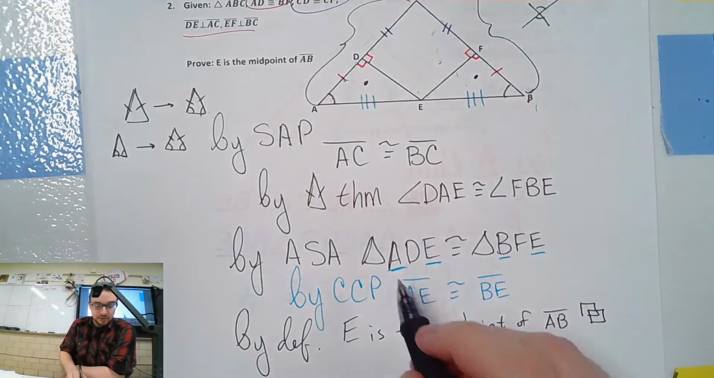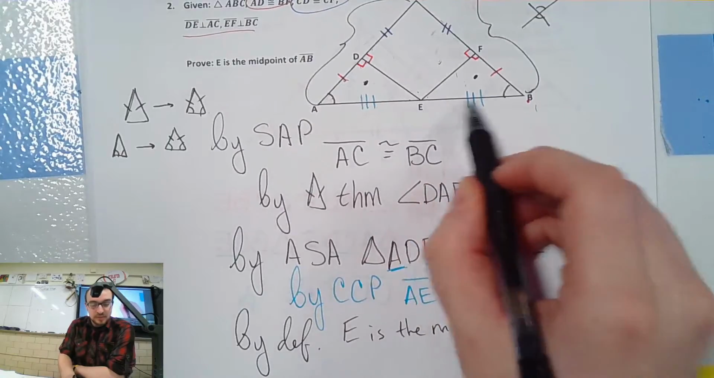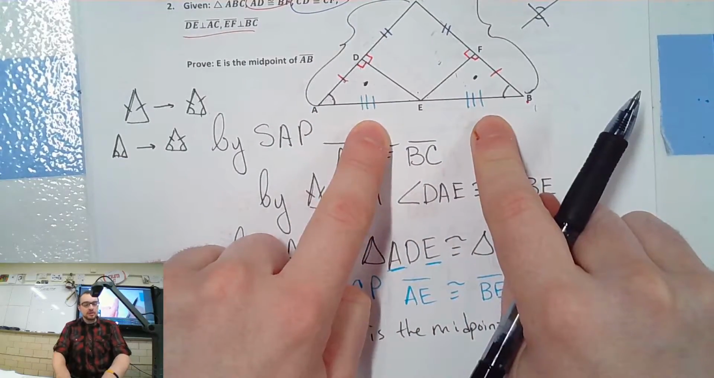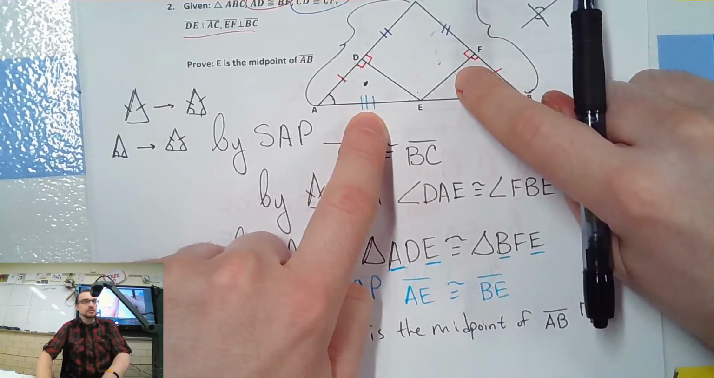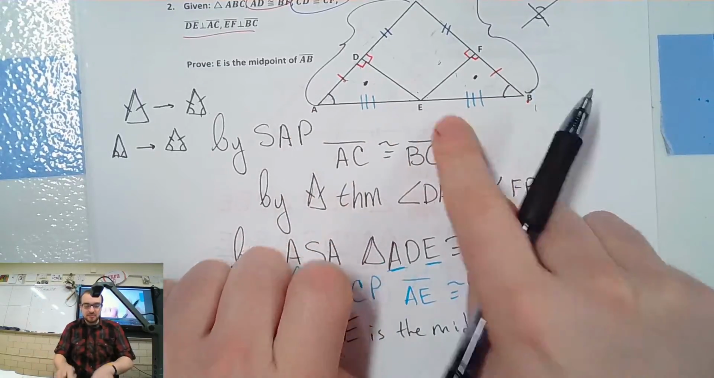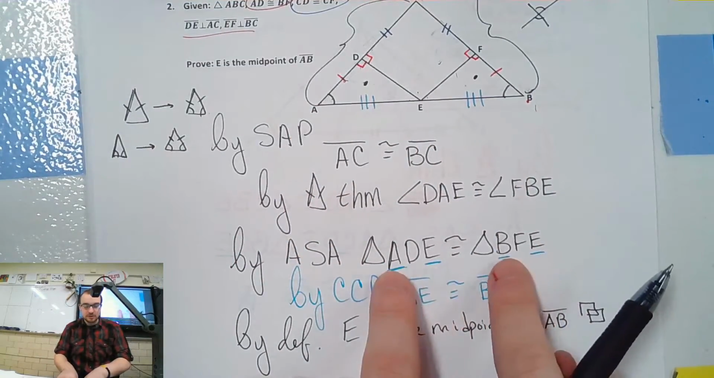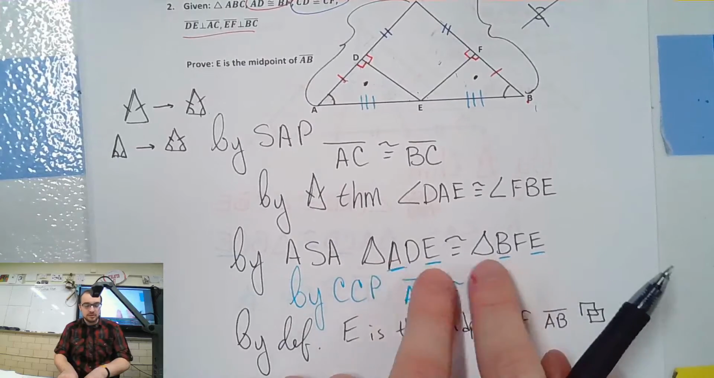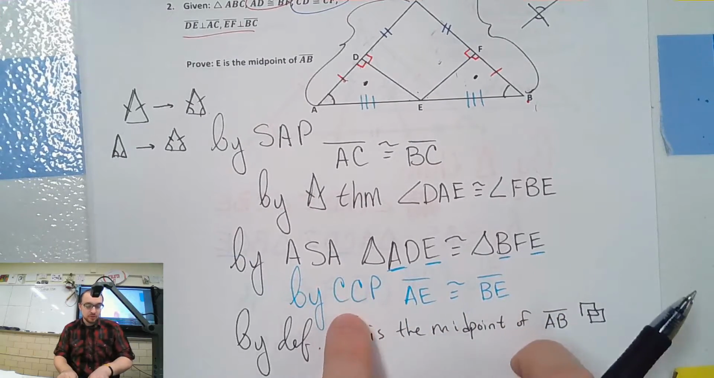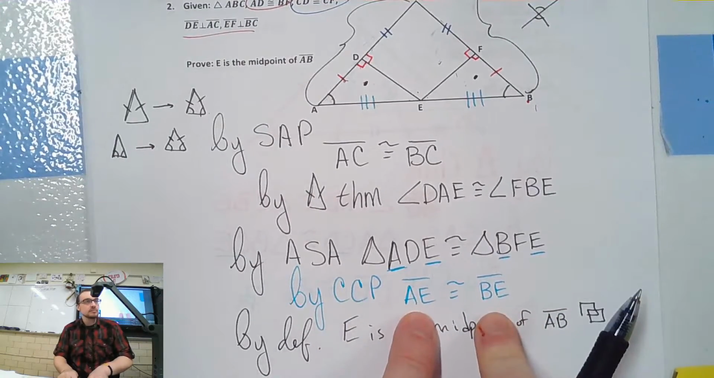And if the triangles are congruent, then their parts are. So this part and that part are going to be the same. How do I know it's those two that go together and not like those two or something? It's because AE and BE are in the first and third spot together, right? So they're corresponding. So those are corresponding parts. So by CCP, they're together.